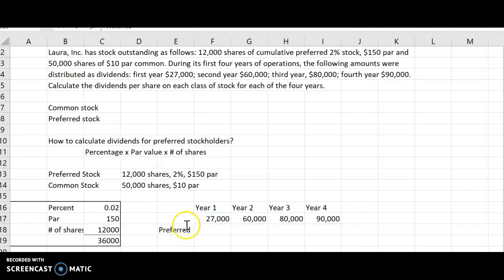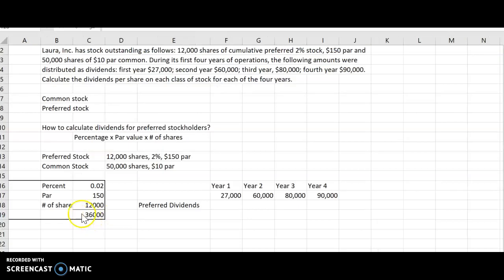Okay, let's look at year 1. We're going to start off with preferred because they get the preferential treatment. And we calculated already that each year we owe 36,000. So the question is, can we give them all 36,000? Well, we only paid out 27,000. So we can only give them 27,000 and no more. So preferred is going to get all 27,000, and we owe them some of the remaining. And then common stock gets nothing because we have nothing left over.